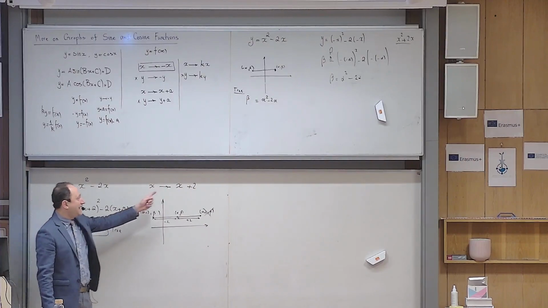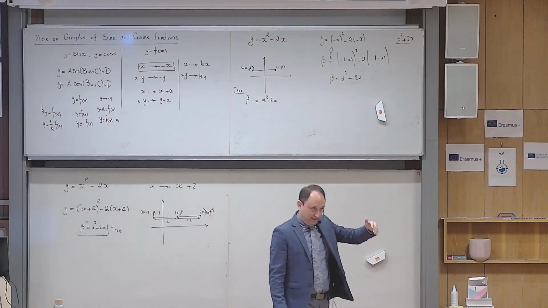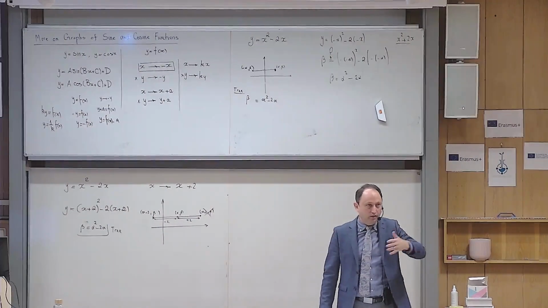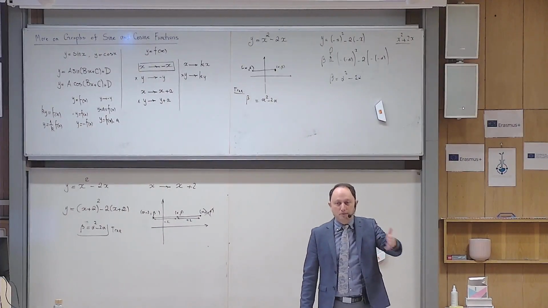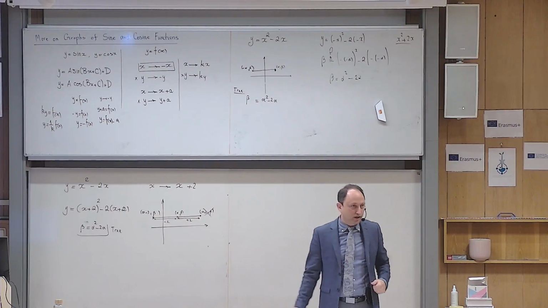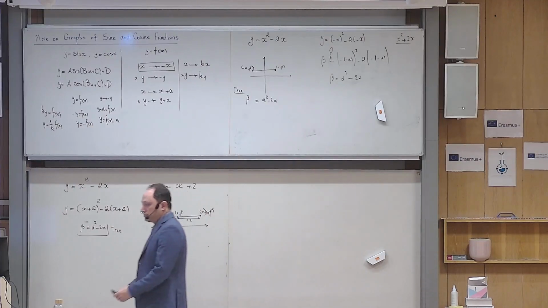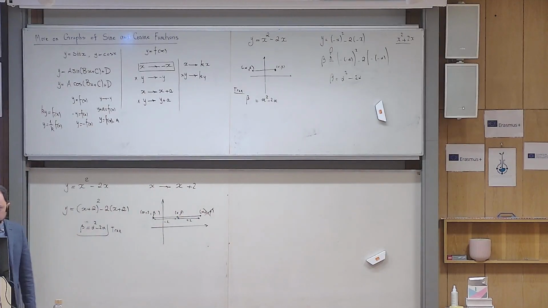So if I add a positive constant to x, the effect will be a shift along the x-axis, but in the opposite direction. If I add something, it goes to the left. If I subtract something, it goes to the right. Is that right? So let us understand that using GeoGebra as well.